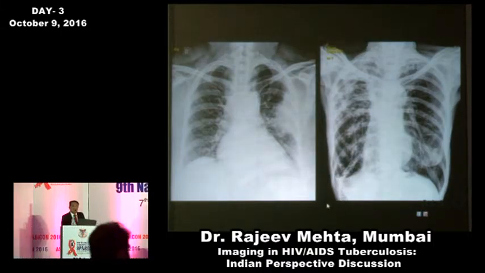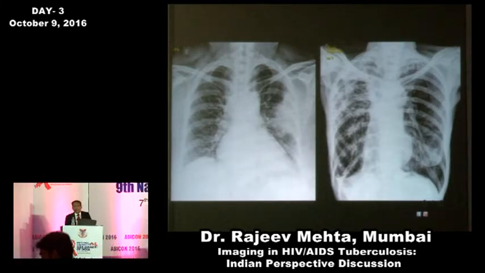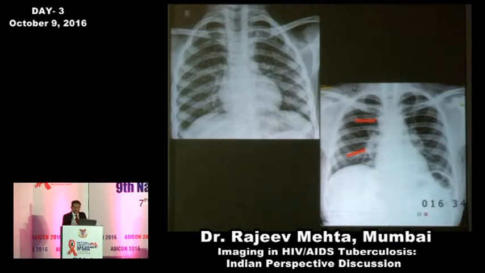Now, these are very classical imaging findings of tuberculosis, and by and large, any patient who has a CD4 cell count more than 200 to 250 has an imaging appearance more or less similar to that of immunocompetent patients. So you get cavitating nodules, you get infiltrates, and also pleural effusion and sometimes mediastinal lymph nodes.